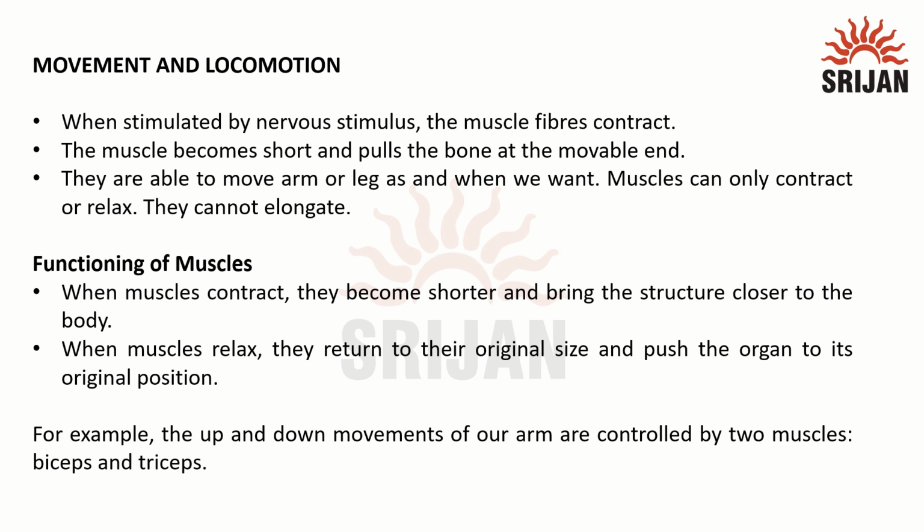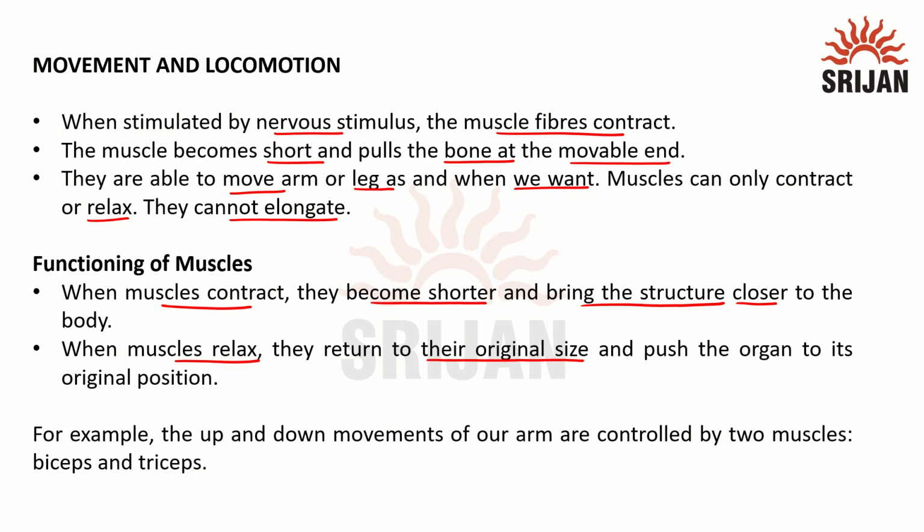When the stimulation comes from the nervous system, the muscle fibers contract, they become short and pull the bone at the movable end, depending on which joint we are talking about. And they are able to move the arm or leg as and when we want. Muscles can only contract or relax, they cannot elongate. Now let's see the functioning of the muscles. When muscles contract, they become shorter and bring the structure closer to the body. When muscles relax, they return to their original size and push the organ to its original position.